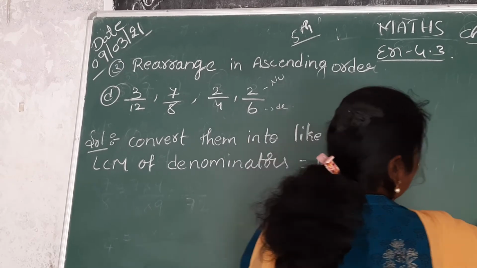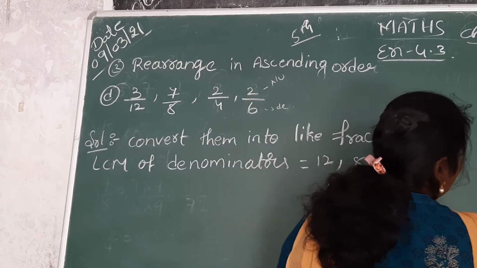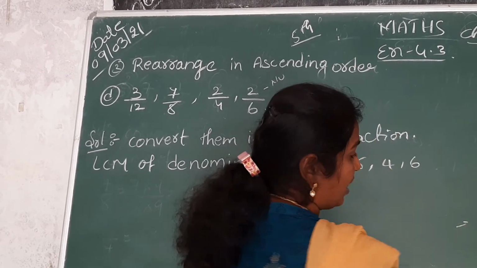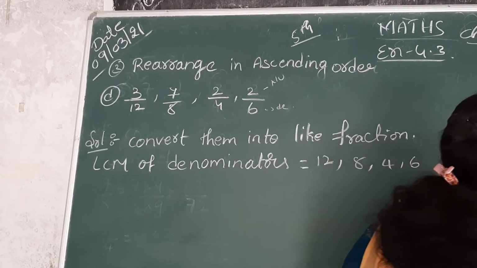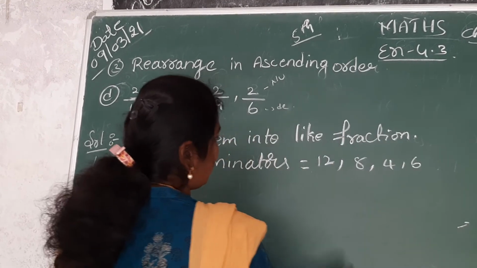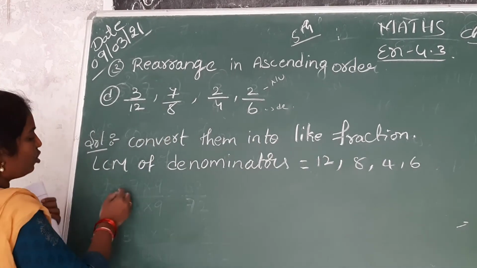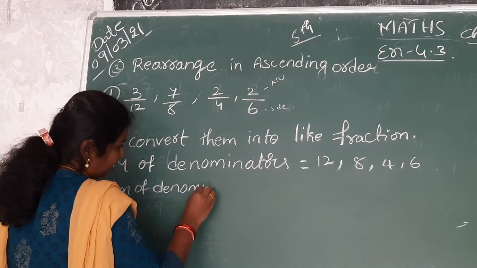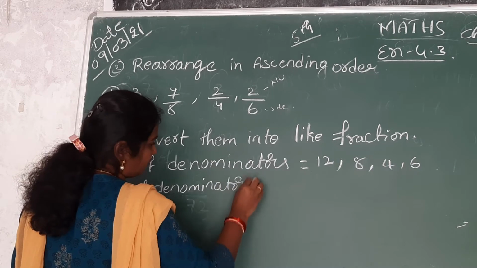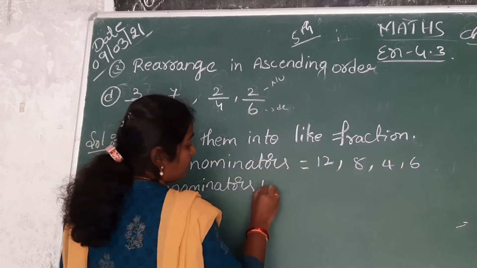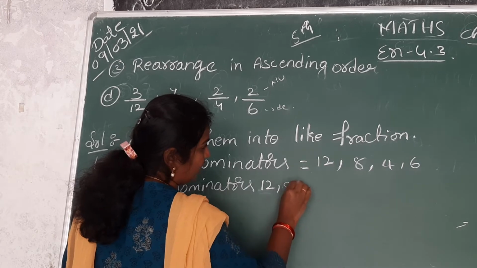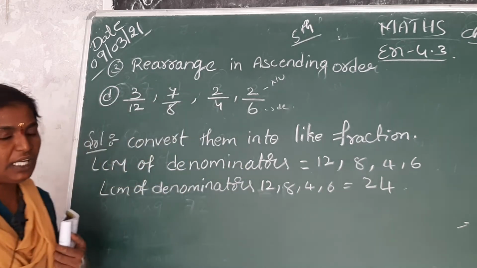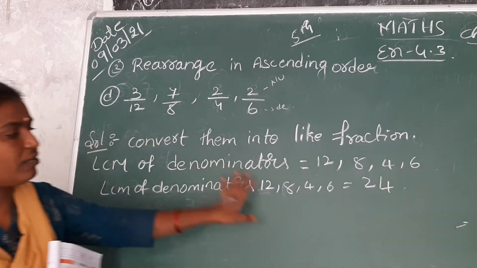What are the remaining numbers here? 2 into 2 into 2 into 3. These are the remaining numbers. Now do the multiplication. 2 2s are 4, 4 2s are 8, 8 3s are 24. What is the LCM of the denominators 12, 8, 4, 6? We got 24. It means for every fraction we want the denominator 24.